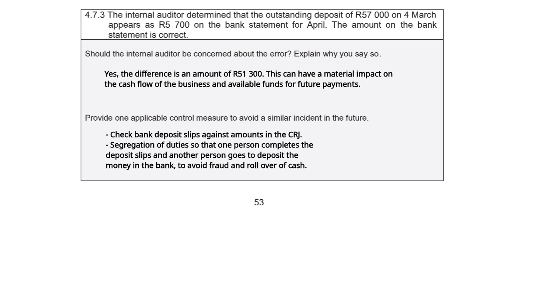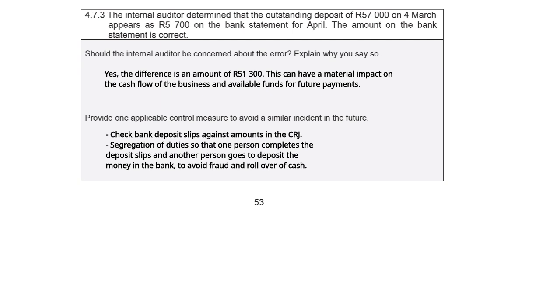4.7.3. The internal auditor determined that the outstanding deposit of 57,000 rand on the 4th of March appears as 5,700 rand on the bank statement for April. The amount on the bank statement is correct. Should the internal auditor be concerned about the error, explain why you say so. Yes, most definitely. The difference is an amount of 51,300 rand. This can have a material impact on the cash flow of the business and available funds for future payments.